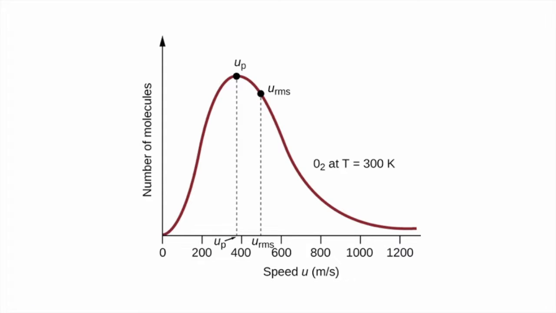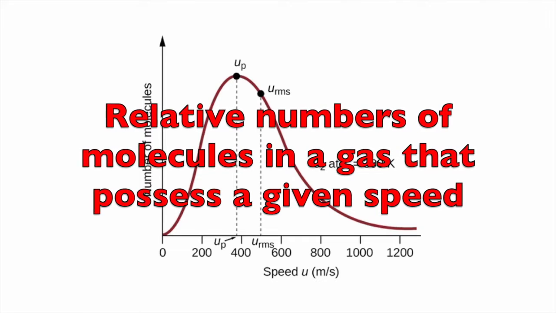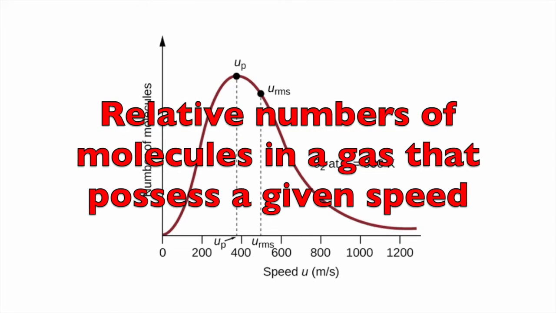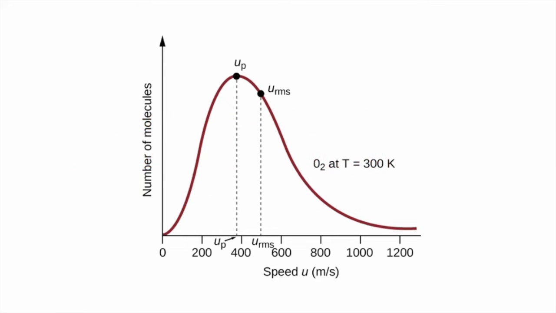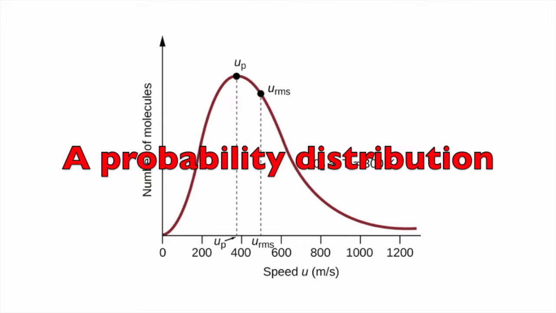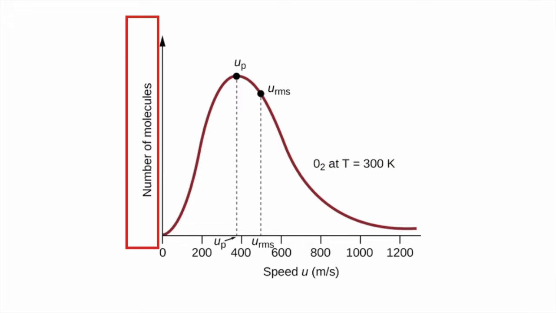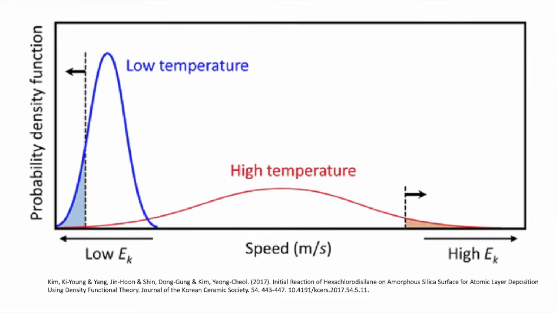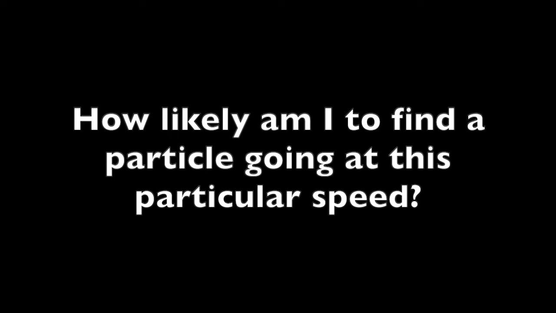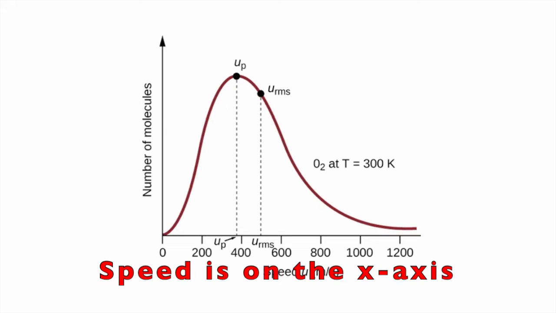It shows the relative numbers of molecules in a sample of gas that possess a given speed. In other words, how many molecules in the sample at a certain temperature are moving at a particular speed. Notice that this is a probability distribution. Sometimes the y-axis is labeled number of molecules, sometimes it's called fraction of molecules, and sometimes it's called probability or probability density. It's all similar information. How likely am I to find a particle going at this particular speed? And speed is what's on the x-axis.